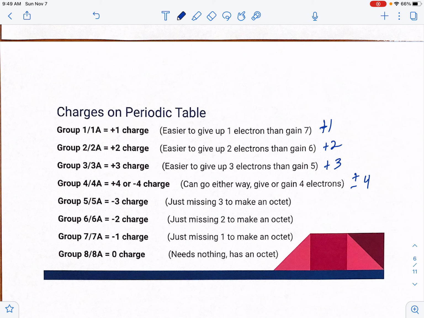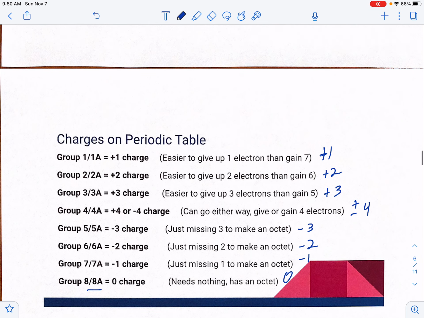Then group 5A, now you're getting closer to those 8 electrons. Group 5A is basically missing 3. It only needs 3, so it's just going to find 3 versus giving up 5. That's why I put it as -3: hey, I'm missing 3, can I find 3? Group 6A has a -2 charge, so, hey, I'm missing 2. Group 7A has a -1 charge because it has 7 valence electrons and only needs 1 more. Now group 8A has a 0 charge because they have 8 valence electrons. They don't need anything, so there is no charge.